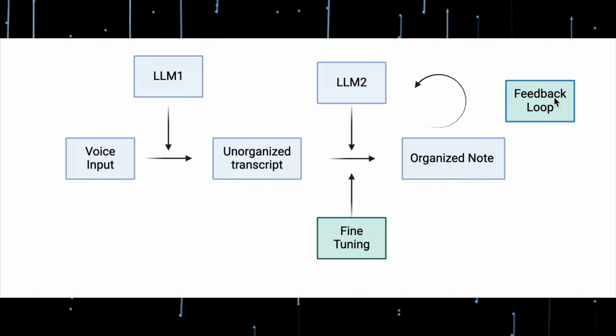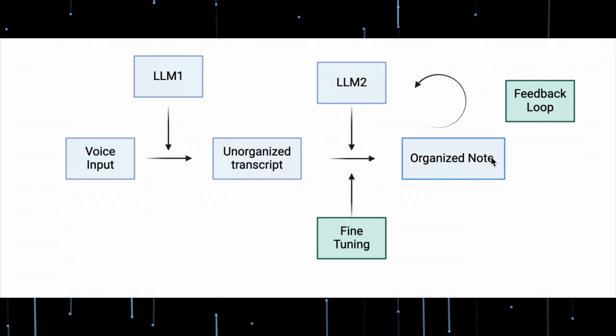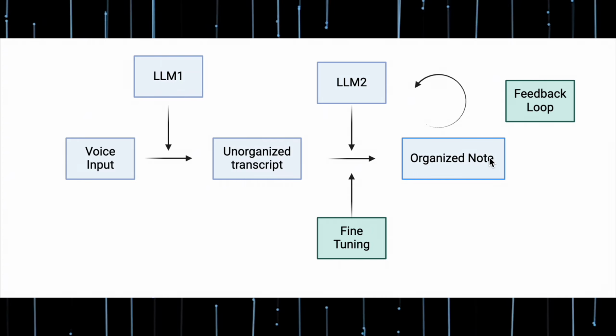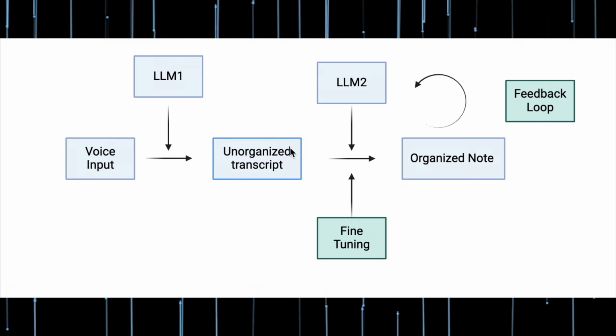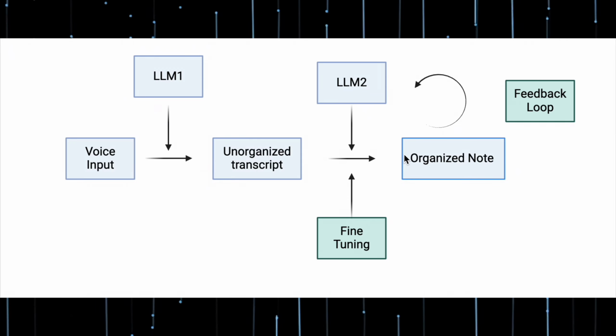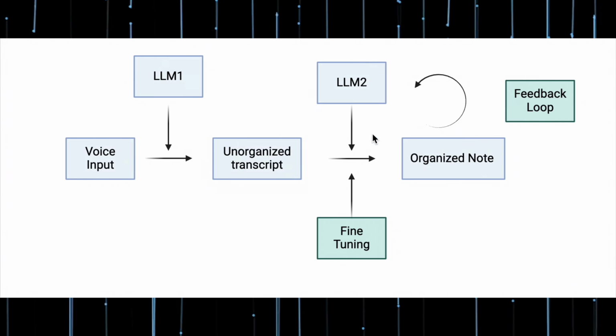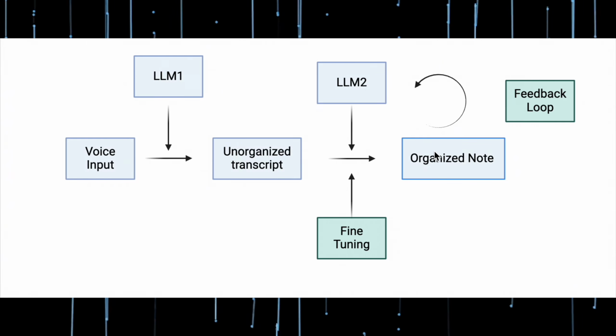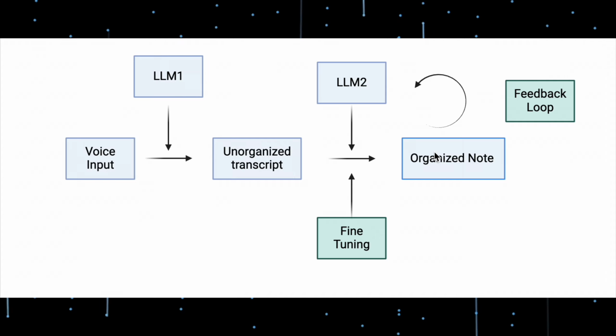Some AI scribes also add a feedback loop, where once you edit the note, the AI scribe in the background is still working, and it will notice the edits that you made. It will notice the relationship between the unorganized transcript and the organized transcript, and the large language model is going to fine-tune itself to meet your way of organizing notes in the future.